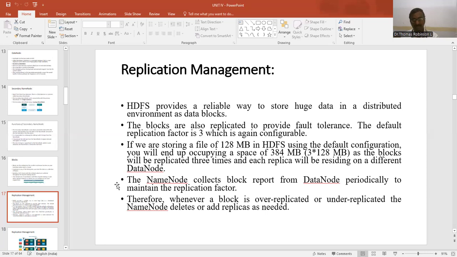The major use of replication management is fault tolerance. For example, suppose there are three data nodes, and one data node is not working properly and is not replying. At the same time, the other two copies are stored on two other data nodes. In this situation, the system can take the data from either of the other two nodes and continue the work. This is one example of fault tolerance.